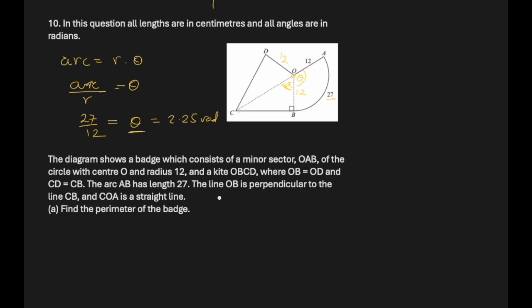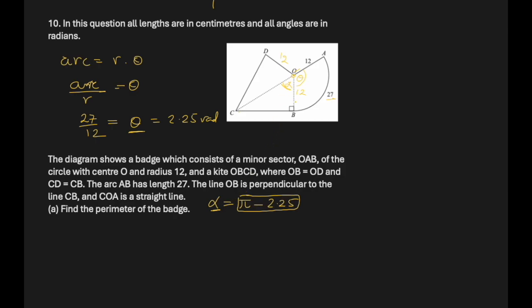Now we need alpha, and alpha will be, this whole line is a 180-degree straight angle, which is pi in radians, minus theta. Theta is 2.25. That is alpha. So now we know alpha also. This is the value alpha, which is pi minus 2.25.